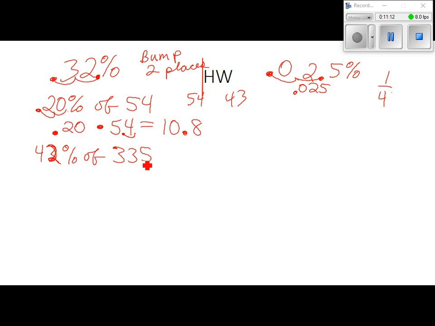All right. Now, on your calculator, help me out. We bumped this over 2 places. That's 0.42. Of means times 335. 140.7. When I told her $120, was that fairly close? Yeah. All right, so that'd give us a good idea. How much are we paying for this grill at that point?